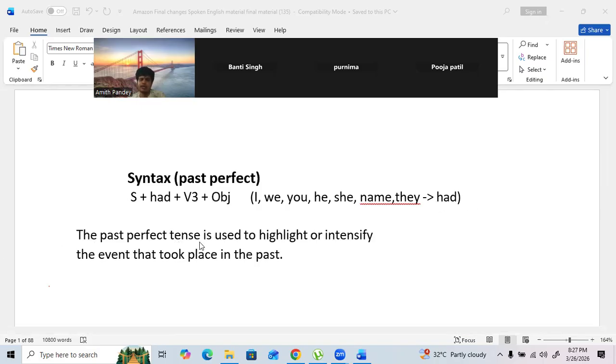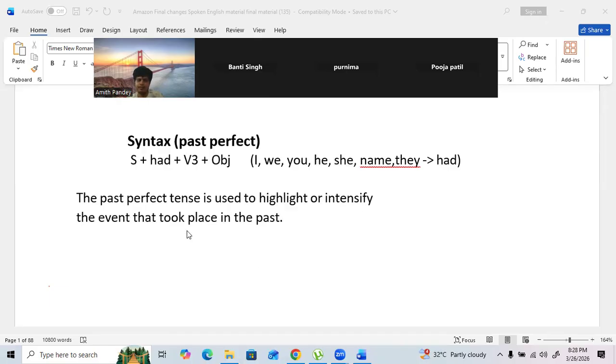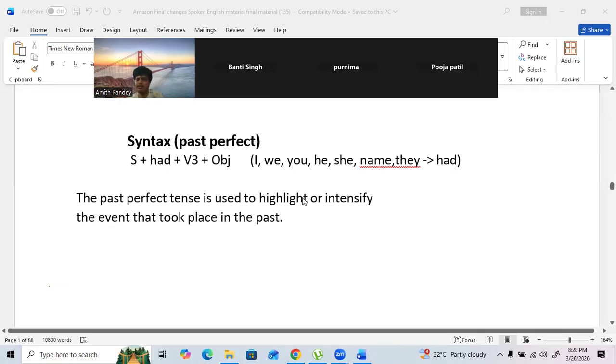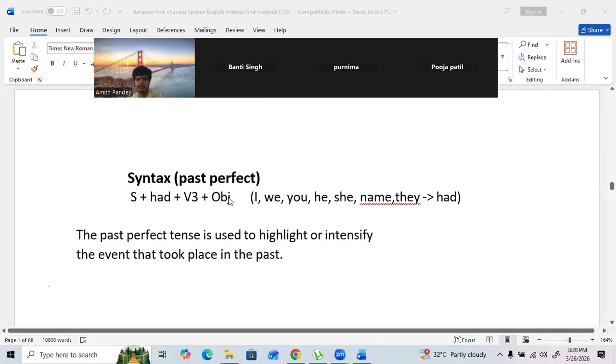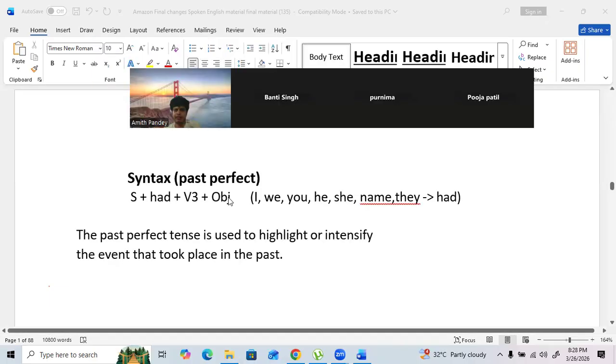So the past perfect tense is used to highlight or intensify the event that took place. It means if you want to highlight something, like I had done this before he asked me, I had done this before they questioned us. It means I had done this work before he asked. So only to highlight, to take the credit for the things that you have done in the past, you have to use past perfect tense. Clear, everyone? Yes, sir.